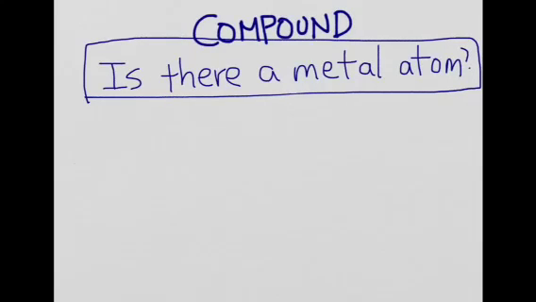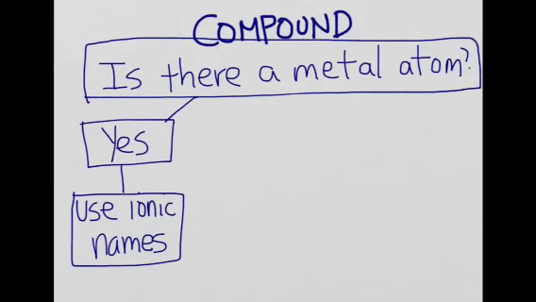The presence or absence of a metal atom determines whether the compound is ionic or covalent. It's ionic if there is a metal atom. If there is no metal atom present, meaning that there are all nonmetals, then you have a covalent compound, and the ionic convention for naming compounds and the covalent convention for naming compounds are very different. So you must make sure of which compound you are naming before you start.